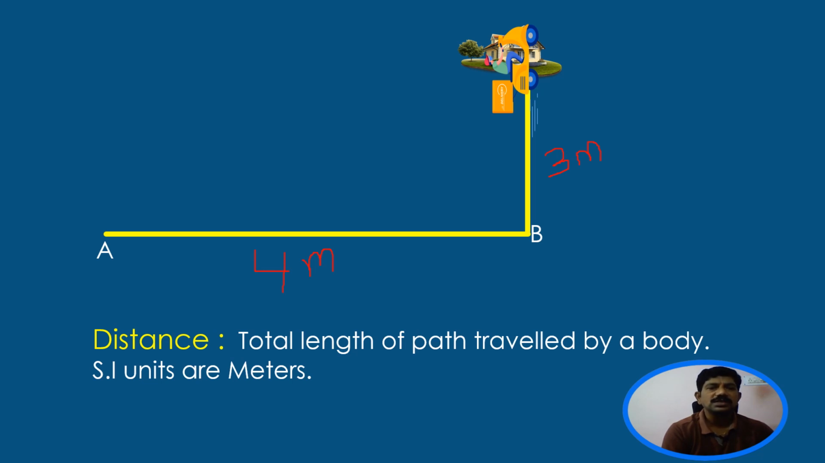The SI unit of distance is meters. Smaller distances are measured in centimeters and still smaller in millimeters, and longer distances are measured in kilometers. So what is the SI unit of distance? Meters. How can we define distance? Total length of the path traveled by a body. It is a scalar quantity. No need of direction for its description. It has only magnitude.